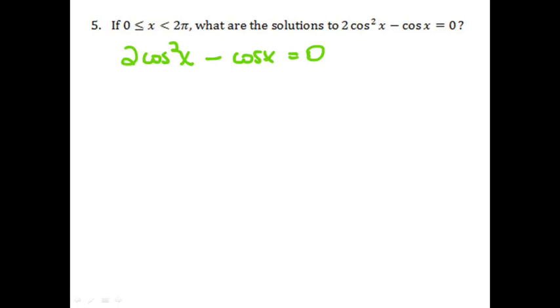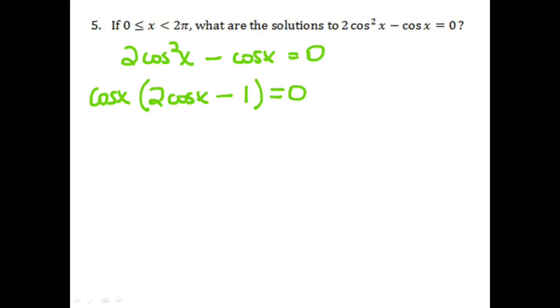On a problem like this one, where we've got a quadratic, we've got something squared, in order to solve it, we need to factor. Anytime you're trying to solve where you've got a quadratic, you should try factoring. I've got two terms here. They both have cosine in them, so we can factor out cosine x, and I would be left with 2 cosine x minus 1 equal to 0.